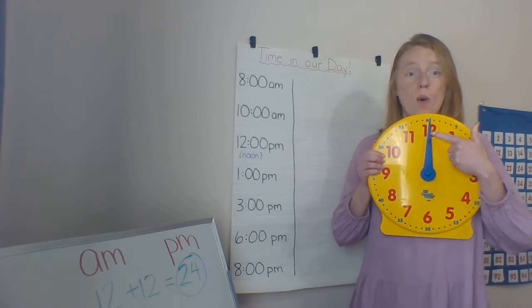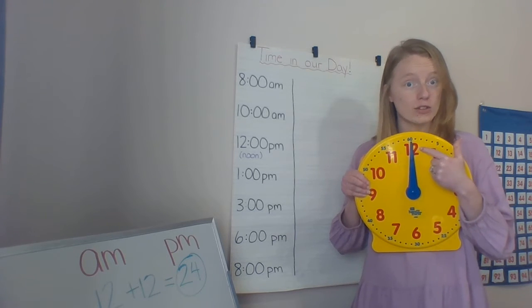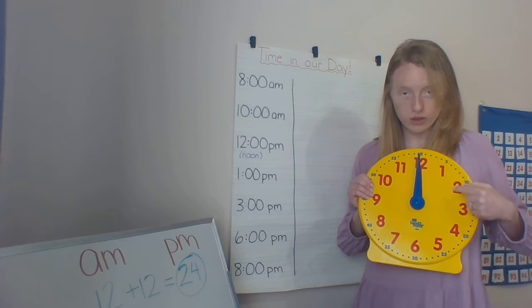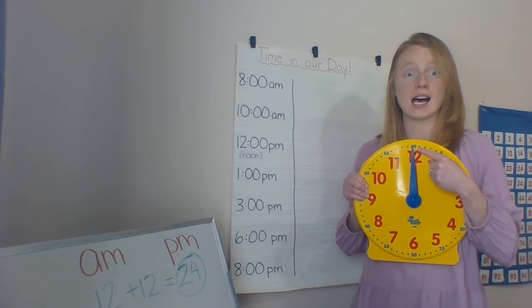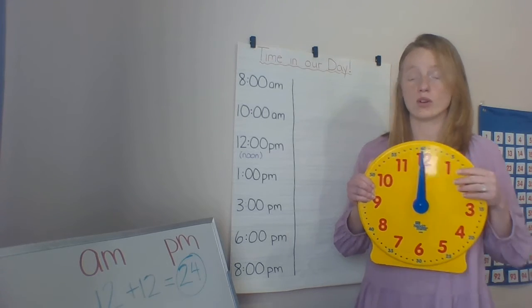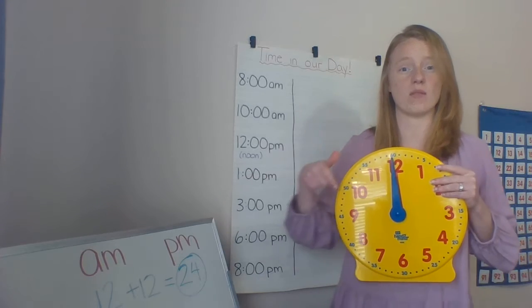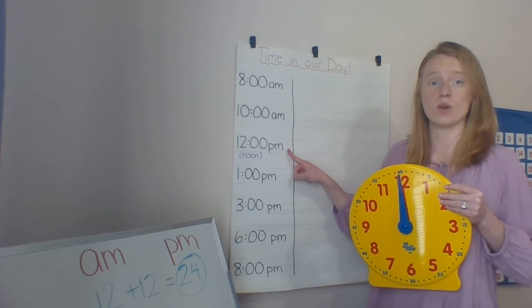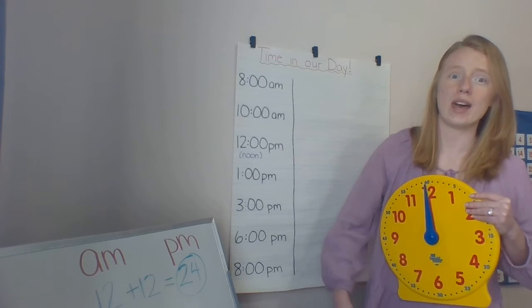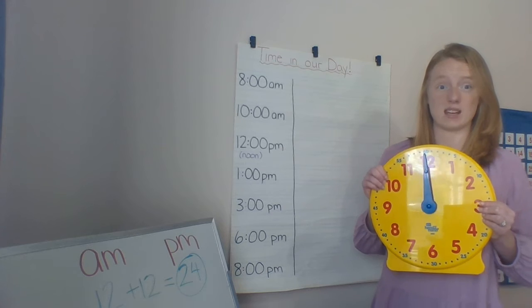So from 12 a.m. midnight, that's the middle of the night when hopefully all of us are sleeping, all the way until 11:59 a.m. Those are all AM hours. Those are our 12 hours before noon, and then everything from 12 o'clock p.m. noon all the way until 11:59 p.m. Those are our PM times.